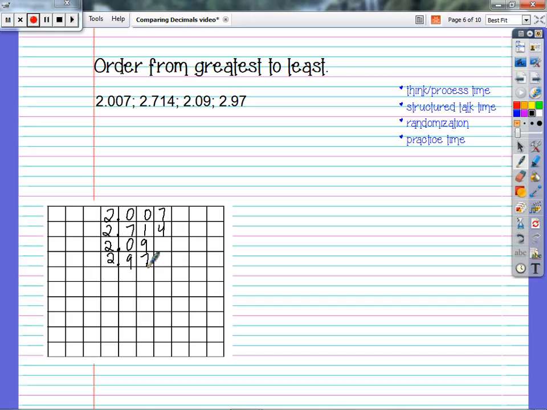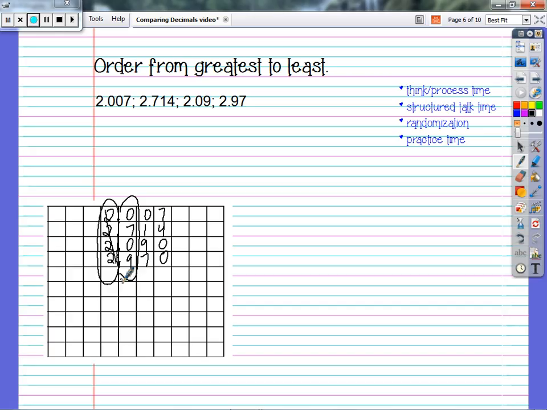And of course, now that we have it on the gridded paper here, we have some empty spots. So what do we do with those empty spots, class? We are adding zeros in those empty spots. Now we can go ahead and begin here. And again, we're going to begin with our numbers on the left-hand side. When we look here, they're all the same. So we really can't compare. So we're going to go and circle our next digits here.